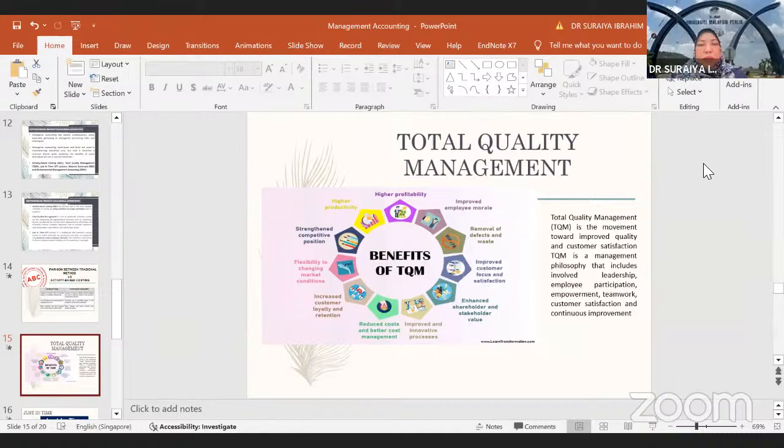Okay, here to increase customer loyalty and retention. That is one of the key points related to value, to give value to the client or customer. Flexibility to change with market conditions strengthens the competitive position, and gives higher productivity by deciding on new technological machinery, for example, and higher profitability as well. Some authors even propose TQM principles to focus on the firm value that can be offered to its customers.